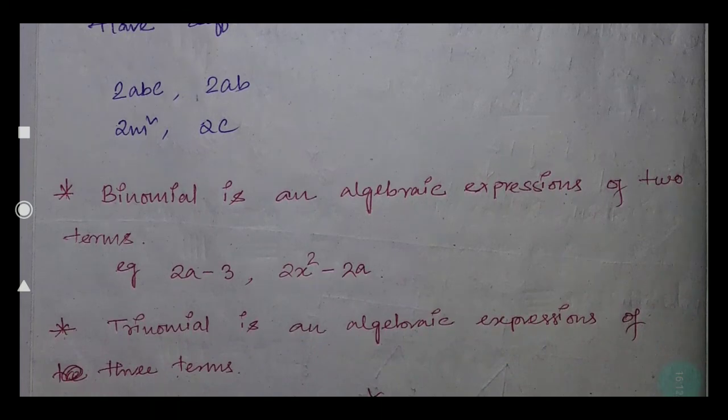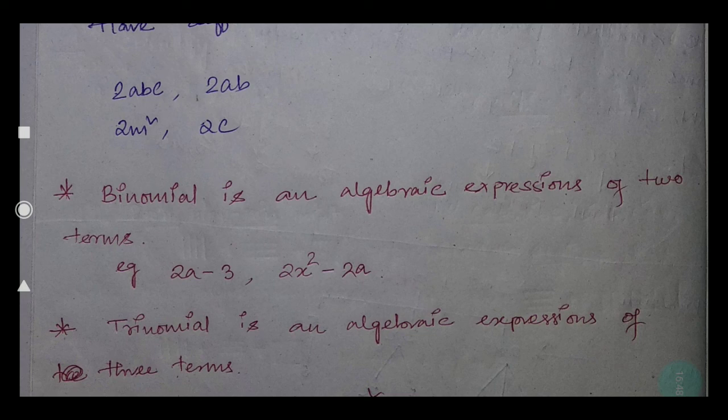Binomial expression. So far, how many definitions have we got? First we got the algebraic expression. In that algebraic expression, three things are there: variables, constants, and mathematical operations. That one we have understood first. After variables, constants, operations, there is the term. After the term we got the coefficient, and then like terms and unlike terms. So now we will go through binomial, trinomial and polynomial.